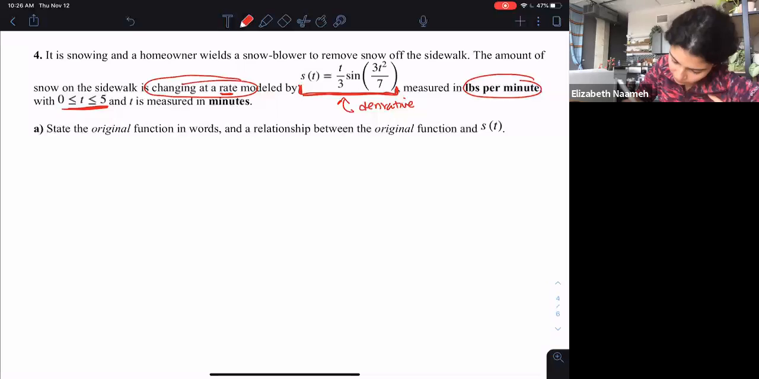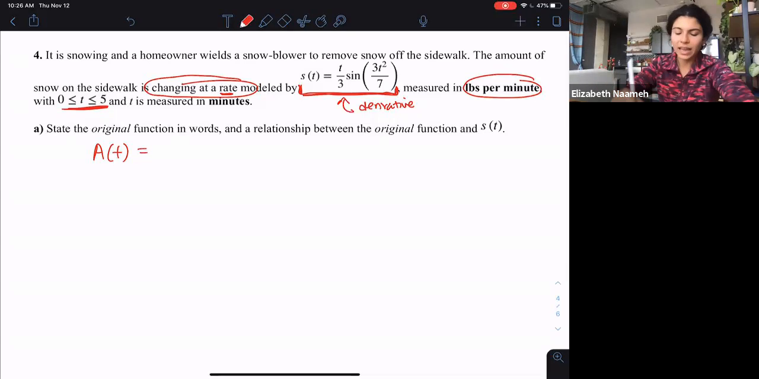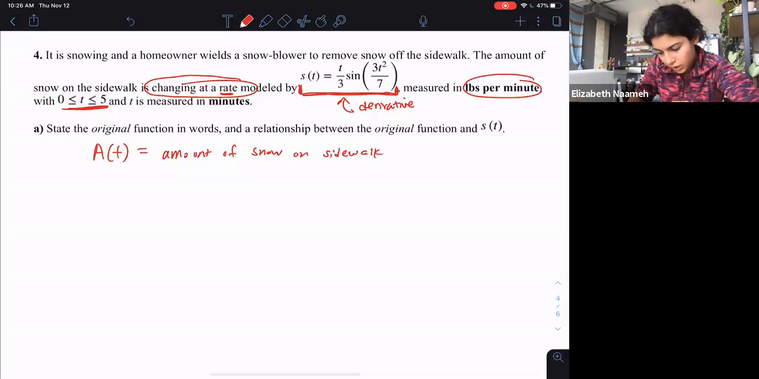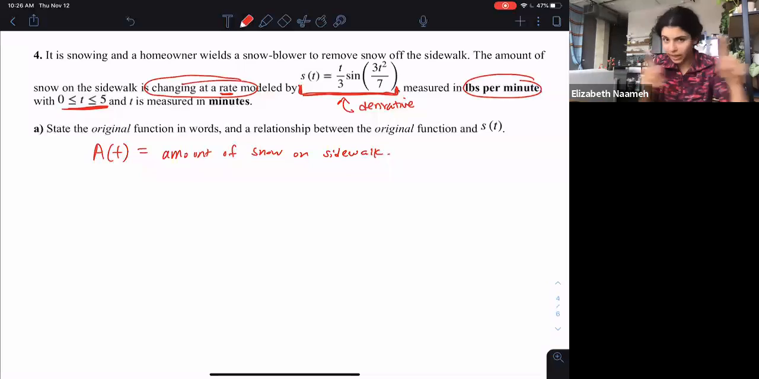So here's what we will always do. First, we'll write the original function. We'll always label it A of t. So notice that they gave us the rate at which the amount of snow on the sidewalk is changing. So what's the original function describing? The amount of snow on the sidewalk. The original function tells us the amount of snow. I'm just getting it from the question.